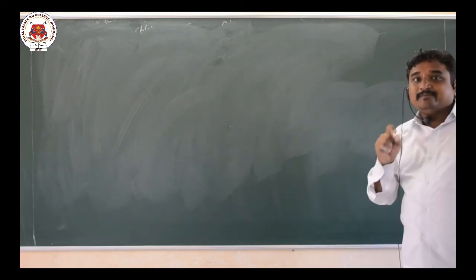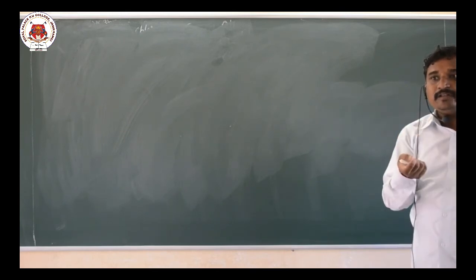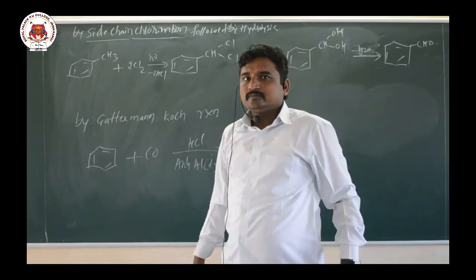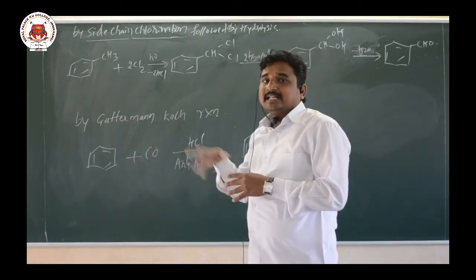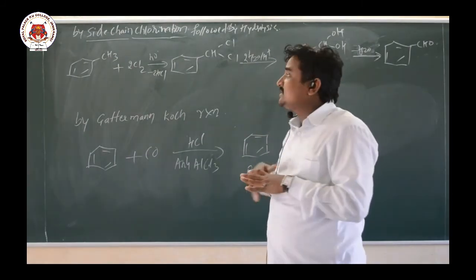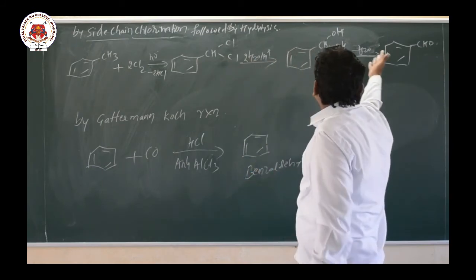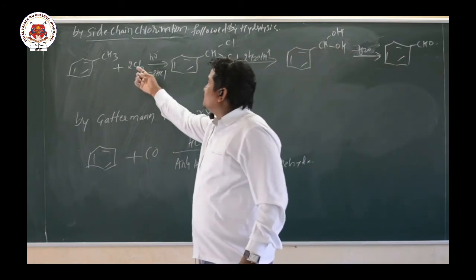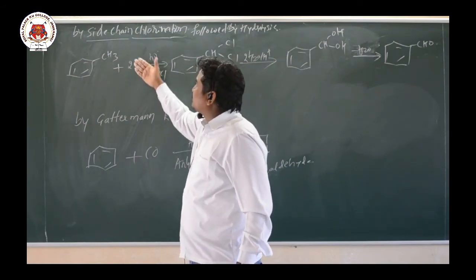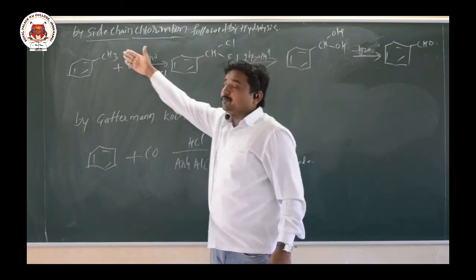So this is by side chain chlorination of methyl benzene or toluene, followed by the hydrolysis. Now I will write the reaction for this. Just here, chlorination of this toluene, followed by the hydrolysis, we will get benzaldehyde. Chlorination is the introduction of Cl, and replacement of 2 hydrogen atoms, substitution of 2 chlorine atoms, hence the compound becomes CHCl2.